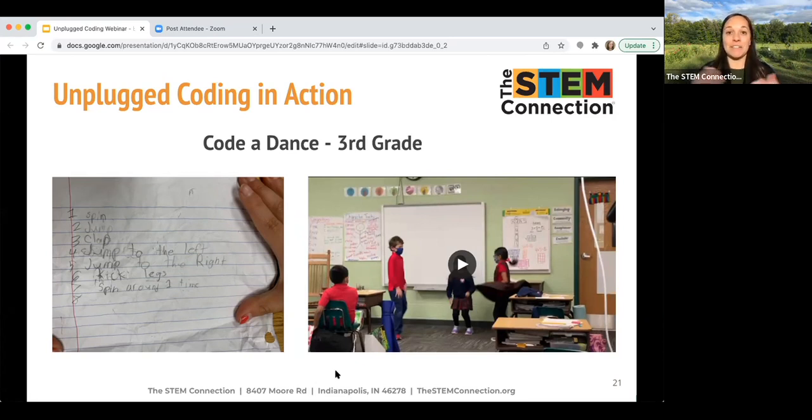And again, really easy to differentiate because you could put in some criteria, some constraints, some different expectations and make it more complex or less complex. And the kids are just having fun, but they're getting that practice with step-by-step instructions. And that's exactly how computers work. So I love that. That's a great example of unplugged coding.